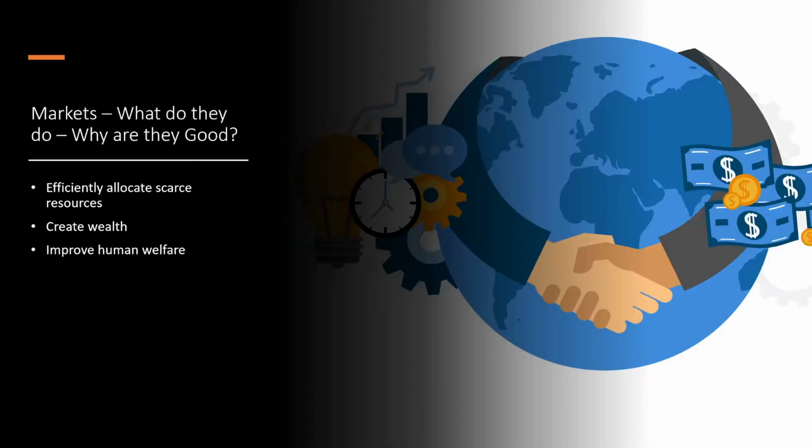So, let's start with markets. Markets, what do they do? Why are they so good? Free markets are so good because they efficiently allocate scarce resources, thus creating wealth and improving human welfare. Okay? Very important, the efficient allocation of resources. And that's how we get wealth and welfare.